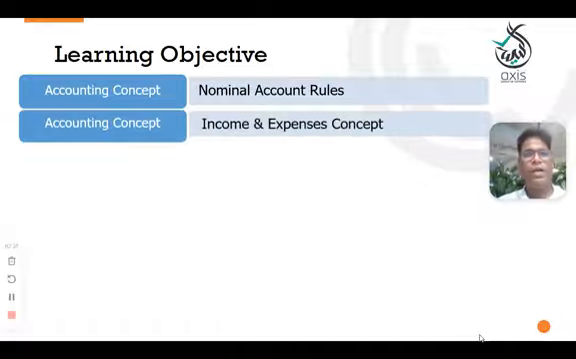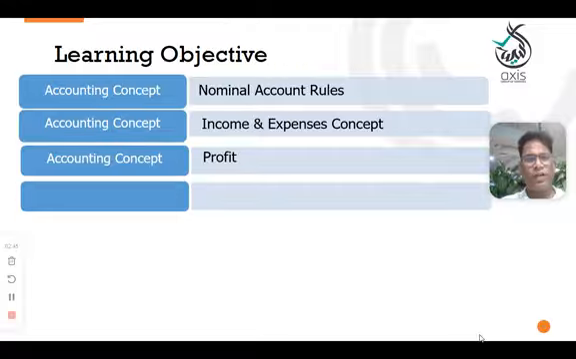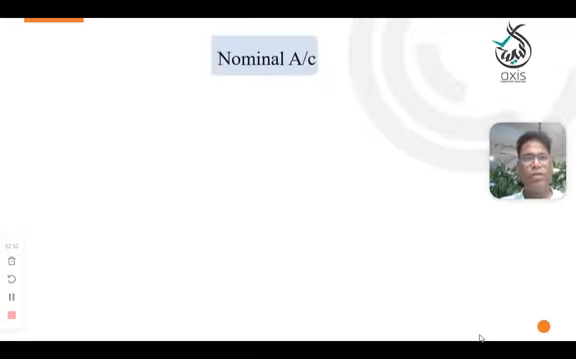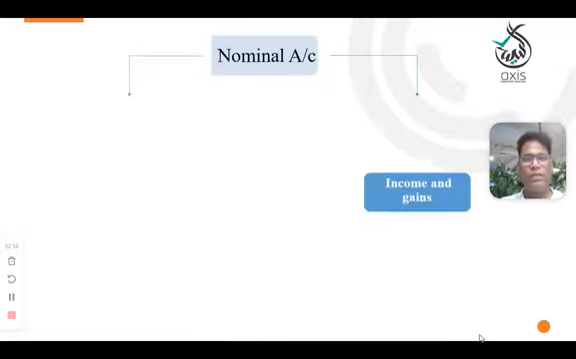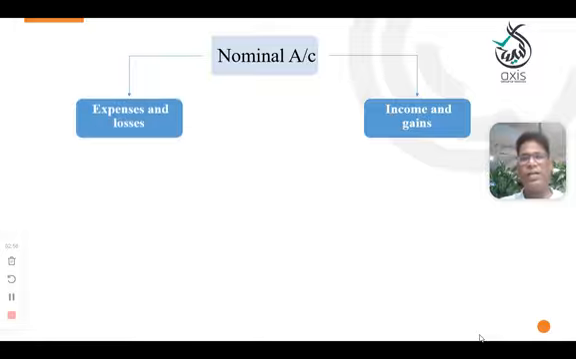Next is the accounting concept of income and expenses. We'll try to understand the concept of profit and loss. The nominal account deals with income and gains, expenses and losses. It's the name of the incomes and the name of the expenses, losses and gains.